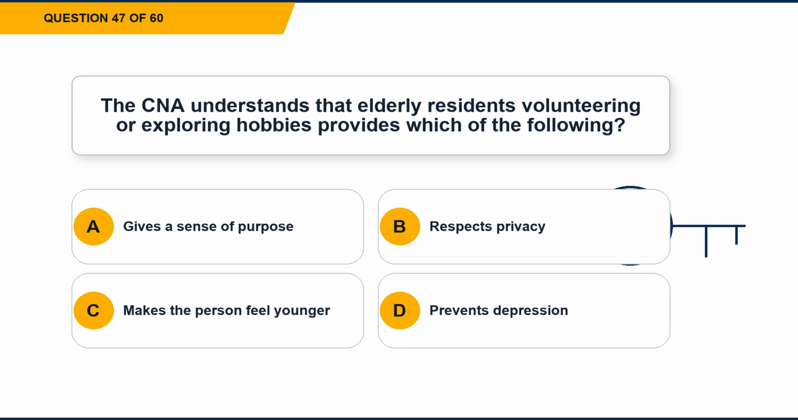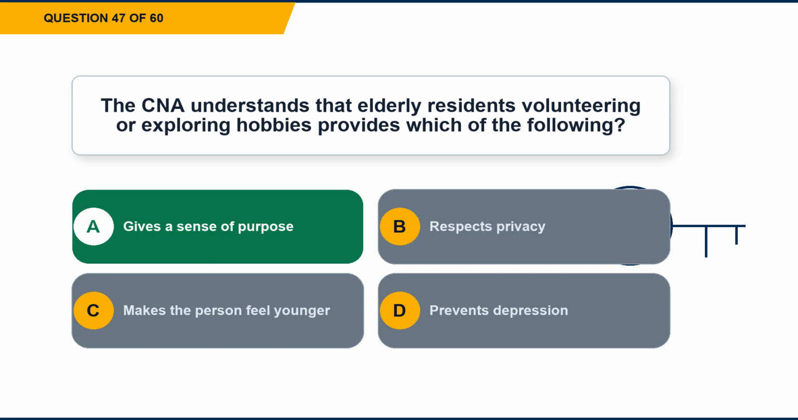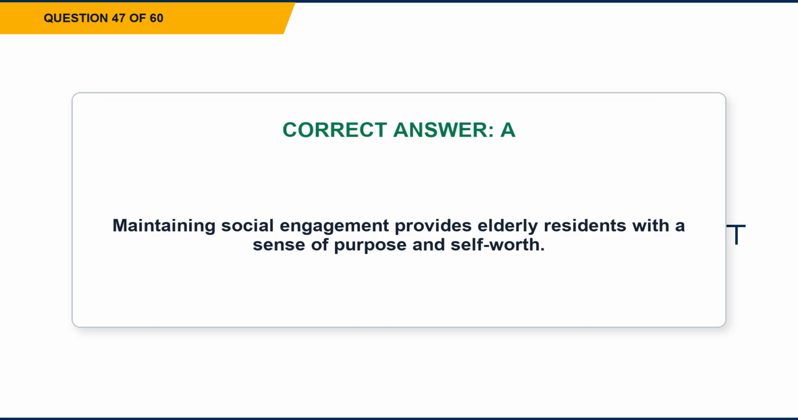Question 47. The CNA understands that elderly residents volunteering or exploring hobbies provides which of the following? Option A, gives a sense of purpose. Option B, respects privacy. Option C, makes the person feel younger. Option D, prevents depression. The correct answer is option A, gives a sense of purpose. Explanation. Maintaining social engagement provides elderly residents with a sense of purpose and self-worth.